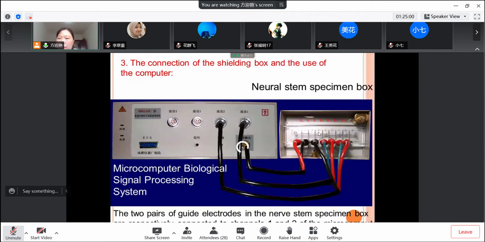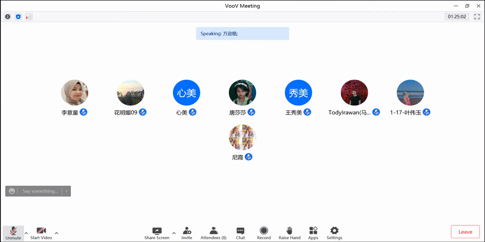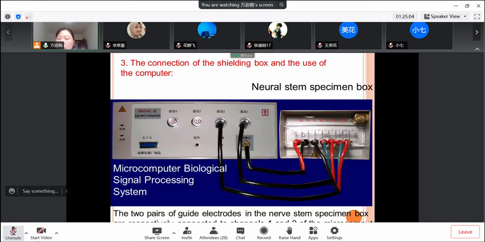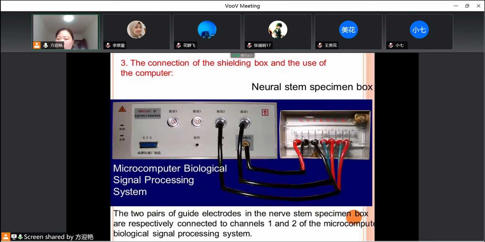The neural stem also means a bunch of the neurons, a bunch of the nerve fibers. So here, I hope you know, take the neural stem in this box and it should follow this direction. In the stimulation, the electrode should be the sink, and the recording electrode is the sink, as here.